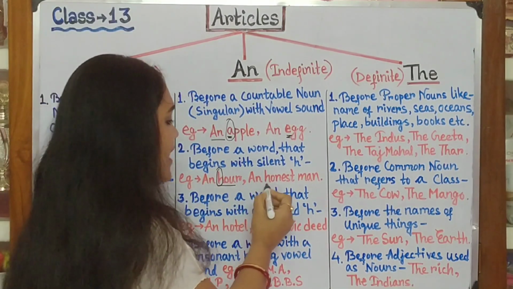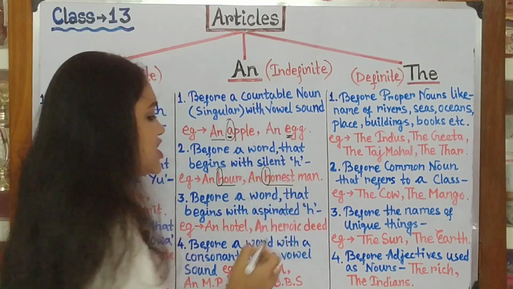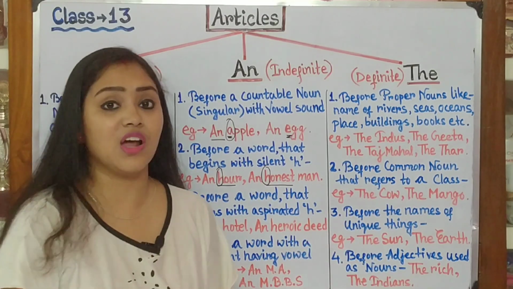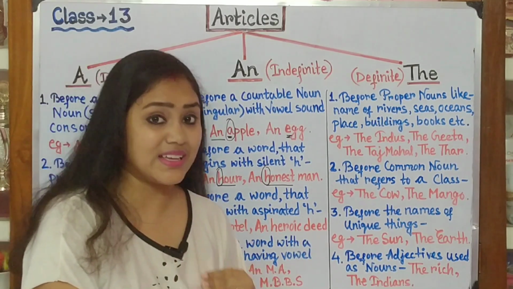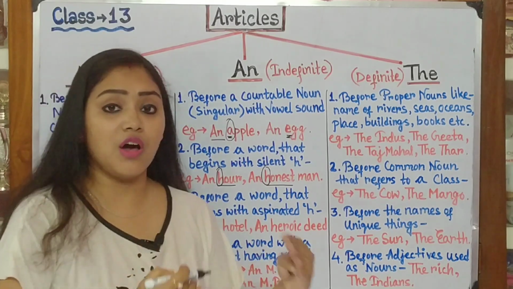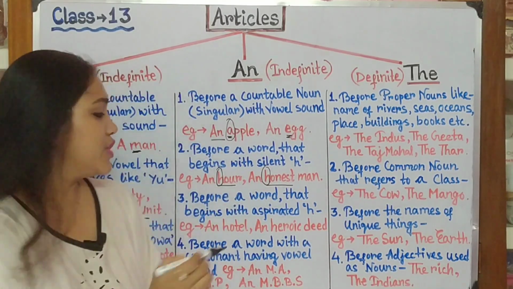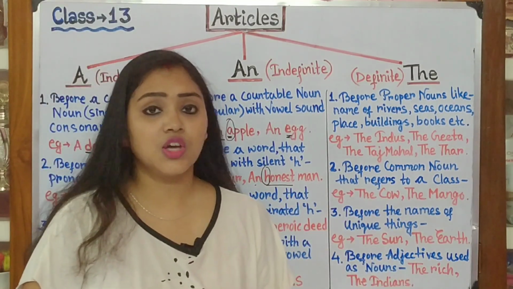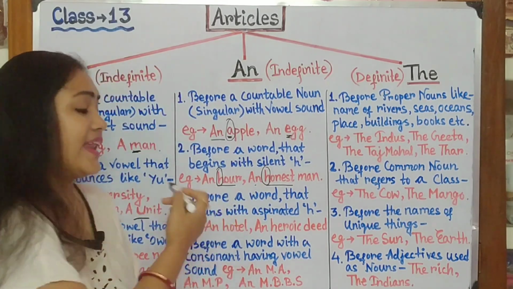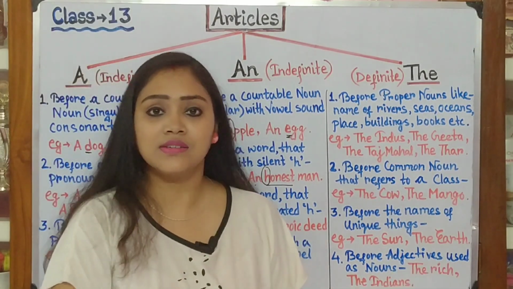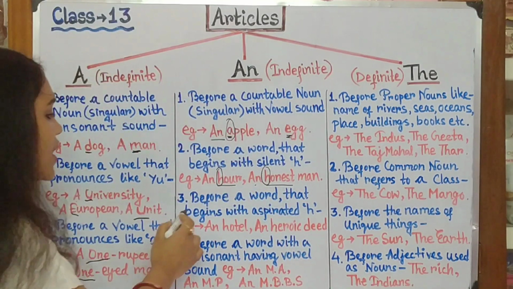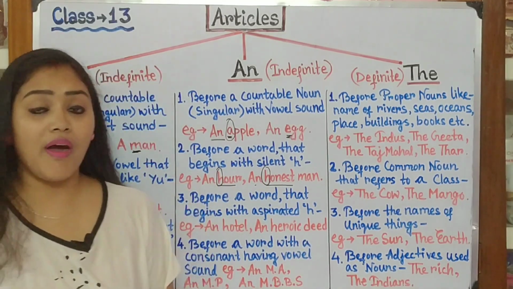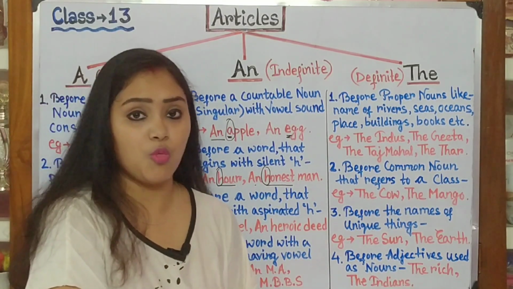In the next word, an honest man. Here also the first letter H is not being pronounced. We are pronouncing the next letter, so the pronunciation is onest. So it is pronounced with a vowel sound. That's why we use an before it. So when the H is silent, we use an before it. For example, an hour, an honest man. Clear? Next, rule number 3: before a word that begins with an aspirated H, where the H is pronounced.